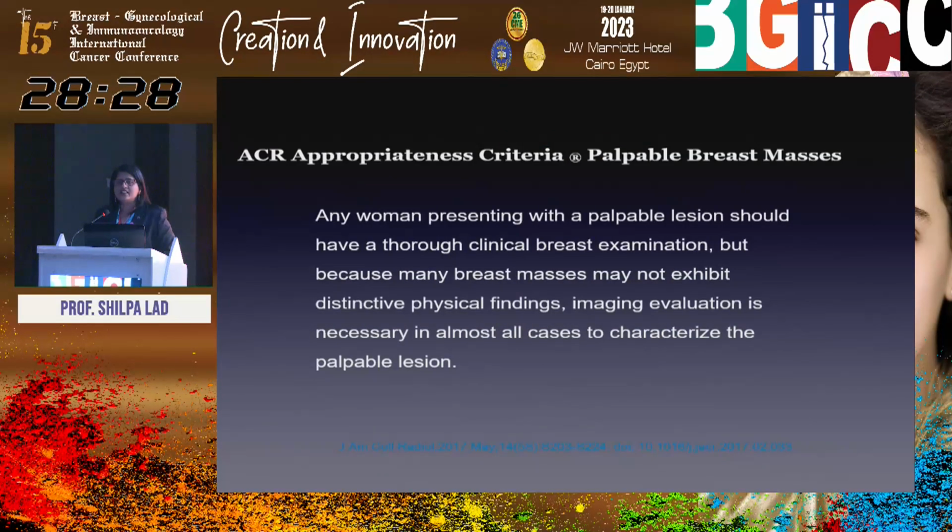Okay, what does the ACR appropriateness criteria say? At the outset, let's have this clear. ACR appropriateness criteria says that any woman presenting with a palpable lesion should have a thorough clinical breast examination, but because many breast masses may not exhibit distinctive physical findings, imaging evaluation is necessary in almost all cases to characterize palpable lesions. So gone are the days where a clinician could palpate the breast and say, nothing to worry about, it must be hormone-related changes, just go home. No, that is very, very unsafe.